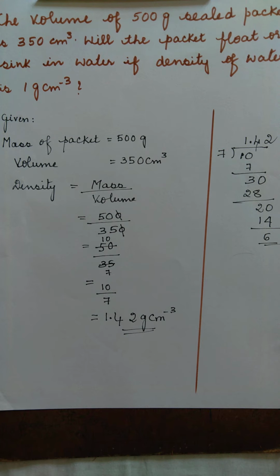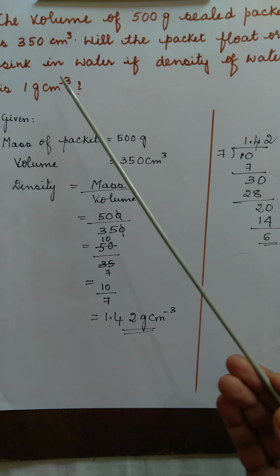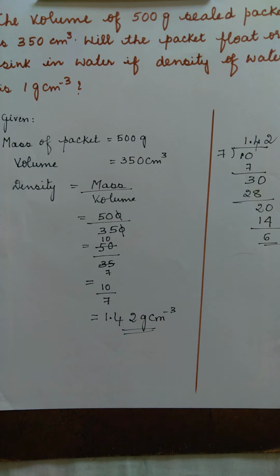Now, compare the values of density of the packet, that is equal to 1.42 gram per cm cube, and the density of water, which is 1 gram per cm cube. Therefore, we can come to a conclusion that the density of the packet is greater than the density of water. So, when the density of an object is more than water, then the object sinks. Therefore, in this case, the packet will sink in water.